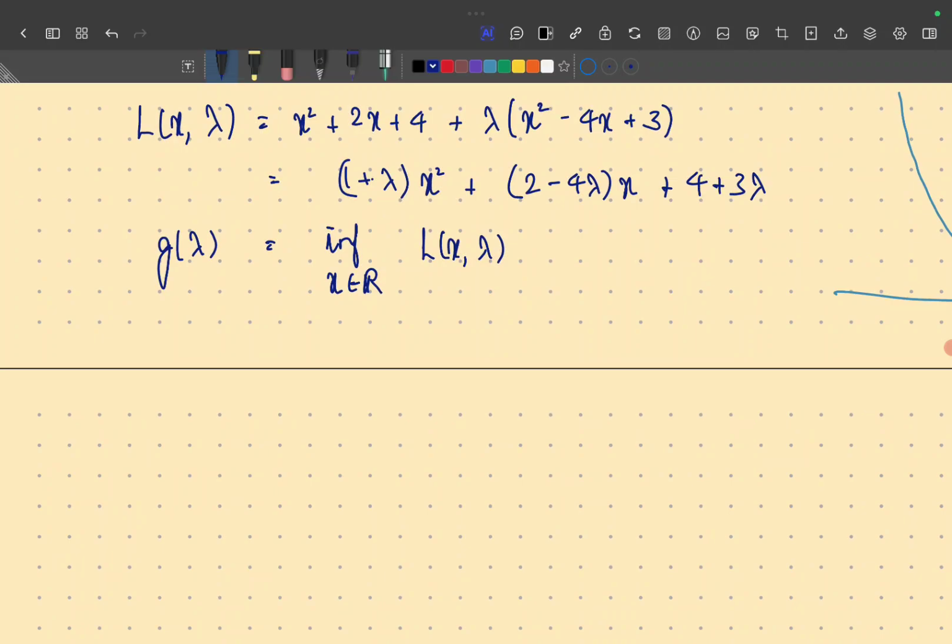So let's assume that I set the derivative of L of x comma lambda with respect to x to be equal to 0. Then what is the minimizing x going to be equal to? Yeah, so this x prime is equal to 2 lambda minus 1 divided by 1 plus lambda. Right? So what is G of lambda? Because after all, that's what I'm interested in.